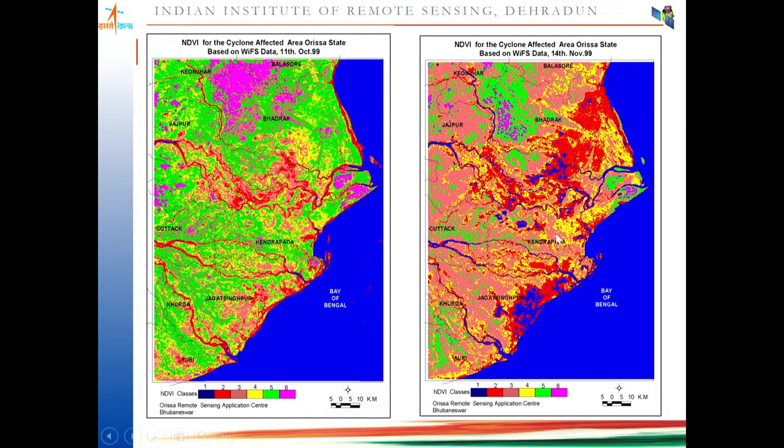But after the cyclone, if you see the same WIFS data on 14 November, all the areas where the values were 5 or 6 have been reduced to 2 and 3. You can see even the entire mangrove forest, where the mangrove patch values were 6, has been reduced to 5. Here all the coastal vegetation values are 5, healthy vegetation, but because of the destruction, some will be under water, and all the values come down to 2 and 3. That means a lot of vegetation effect has happened because of the cyclone.